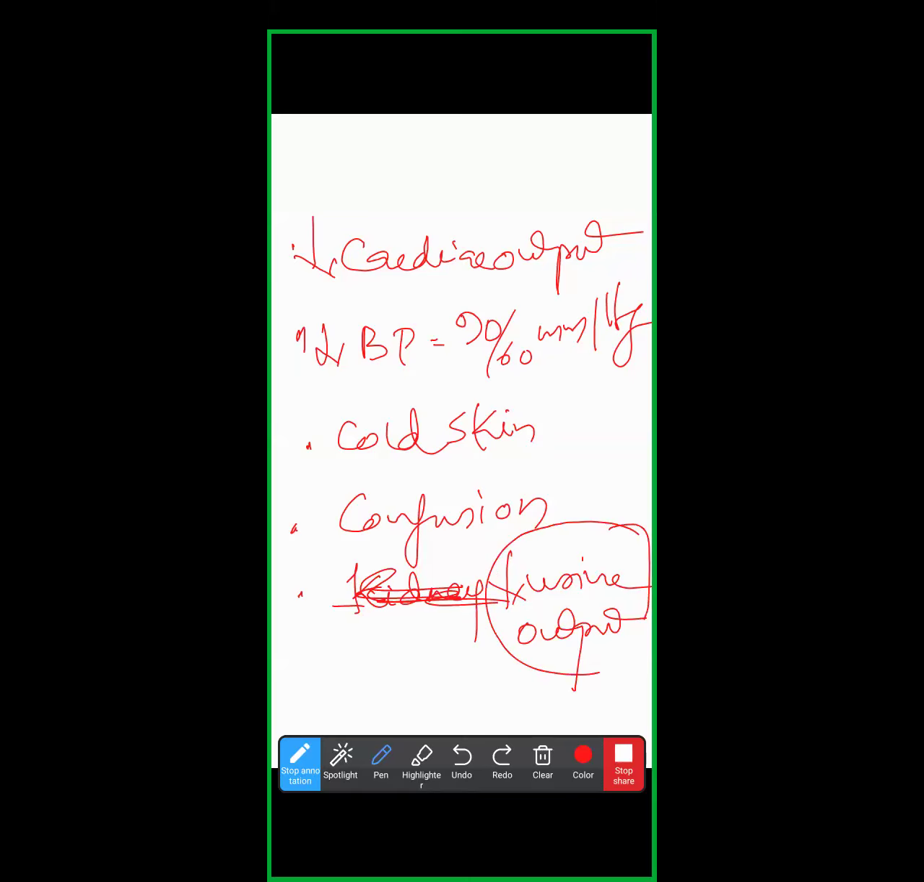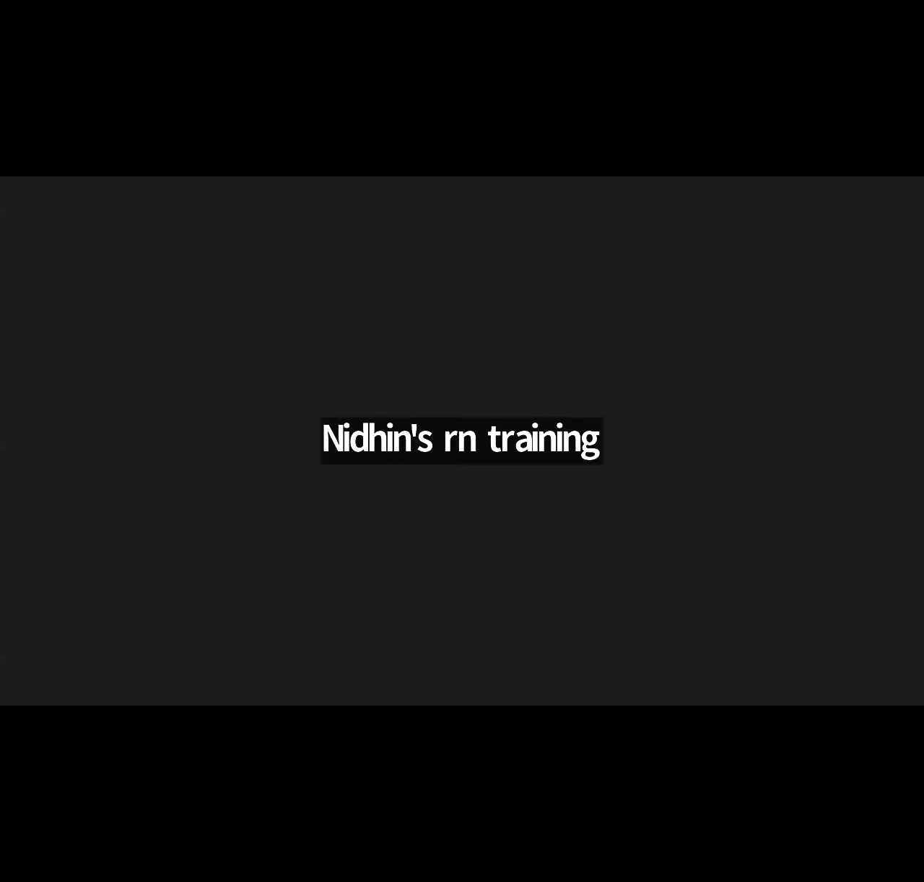Let me explain this, okay? So cardiac output will be less, BP less, cold skin, confusion, urine output decrease. So how do all these symptoms occur? Just listen, everyone. The heart is not pumping efficiently. So what is the consequence? If the heart is not pumping efficiently, all our extremities will not receive adequate circulation. So our extremities become very cold. So in a heart failure patient, especially, we can see cold extremities.